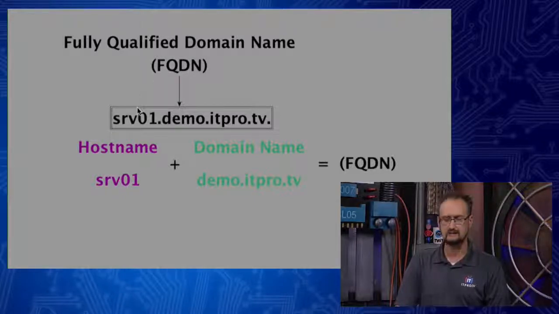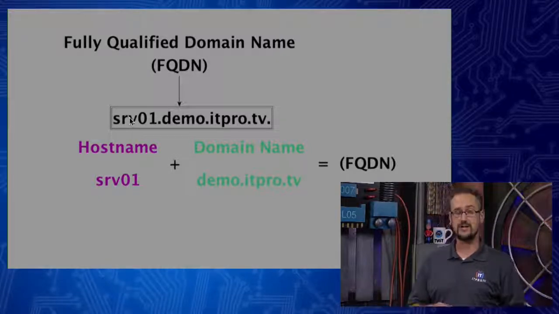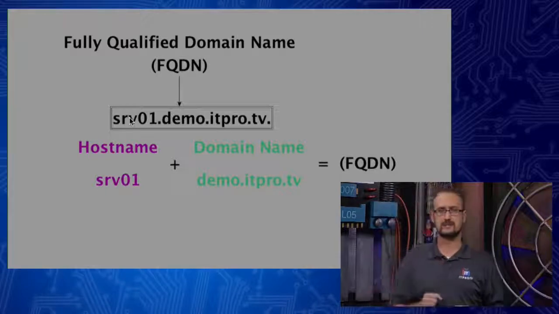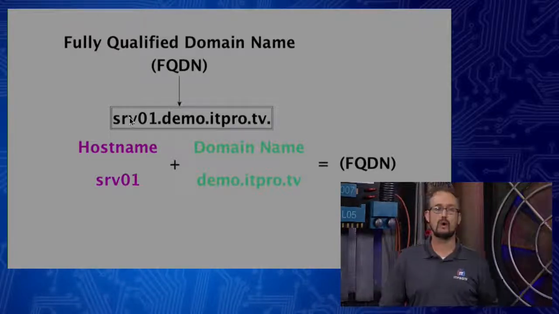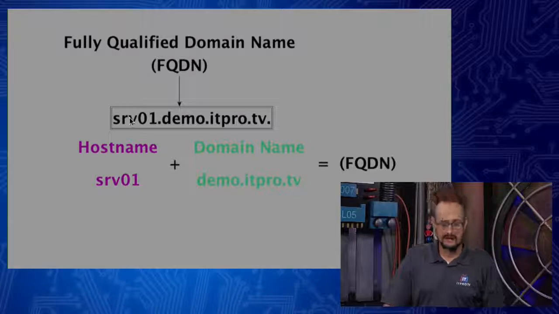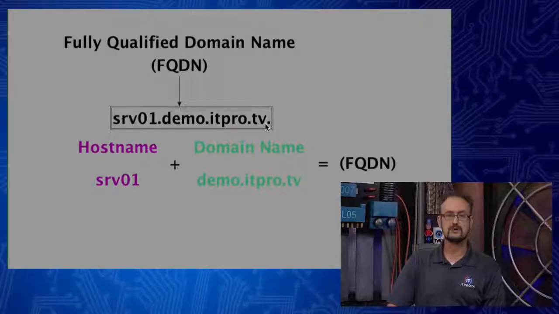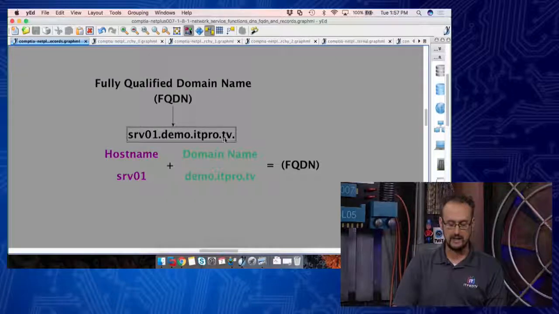And then finally, in this case, this whole portion makes up the domain name, we have the computer name. And when my computer needs to resolve a name, it needs to go through this process. Well, I don't know where srv01.demo.itpro.tv exists. So what I have to do is talk to the first part of the hierarchy. And that's why it's important to understand a fully qualified domain name.